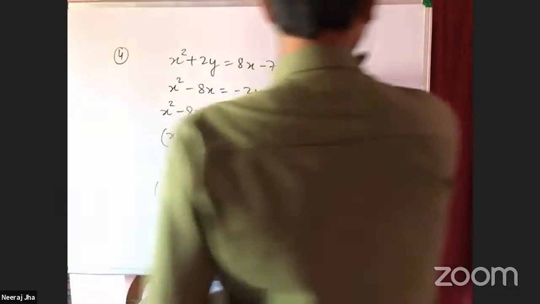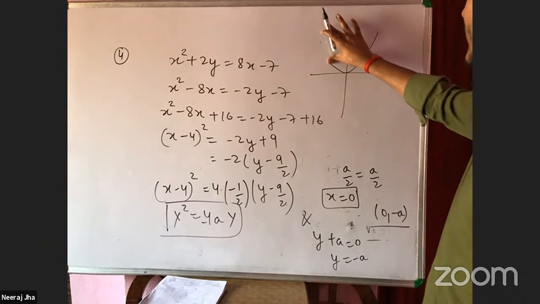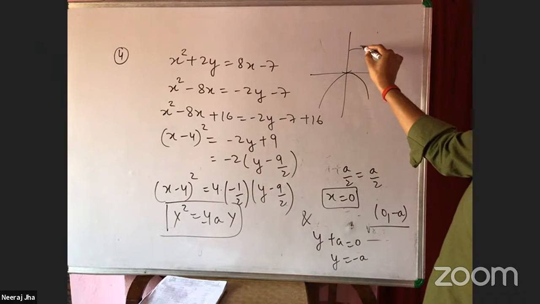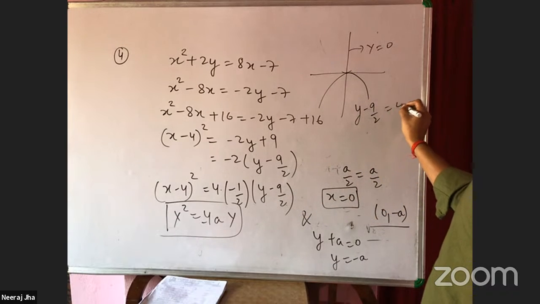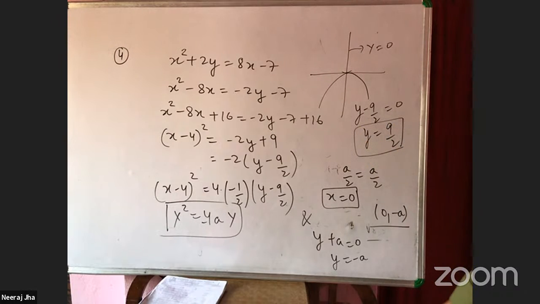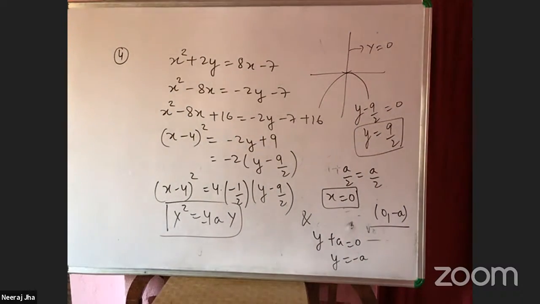So here what will be the axis? Axis will be something like this, the parabola will be like this, a downwards parabola. So axis is capital Y is equal to 0, that is y minus 9 by 2 is equal to 0. Hence y is equal to 9 by 2 is the axis. These are very simple problems, basic concepts. Any doubt? Any doubt? Simple concepts based on the basic things of a parabola.